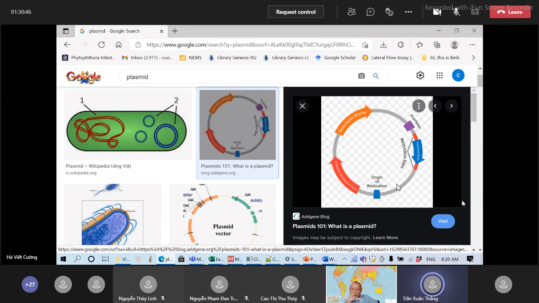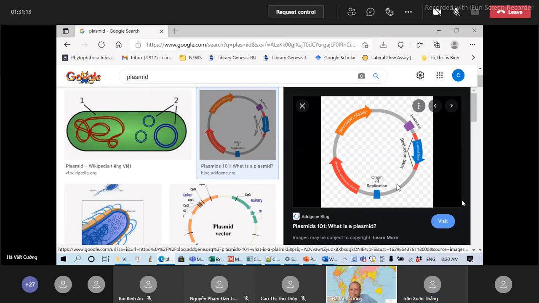And now, what is the host of plasmids? You can find plasmids from what group of organisms? Maybe bacteria. I think it is bacteria. Yes.